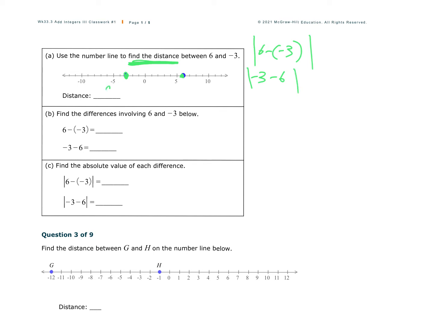So the answer is clearly 9. Looking at part B, 6 minus negative 3 is 9. Negative 3 minus 6 is negative 9. The absolute value of both of these is positive 9.